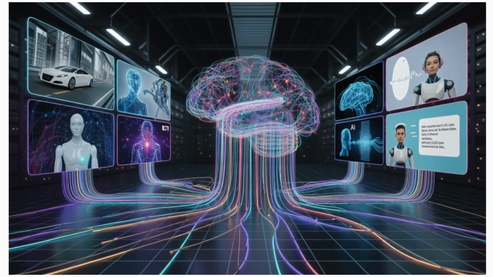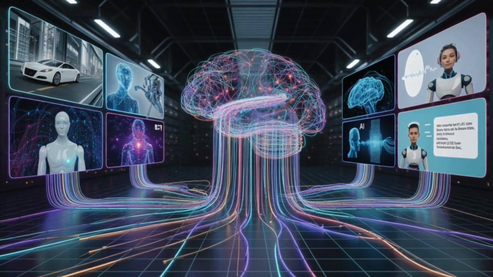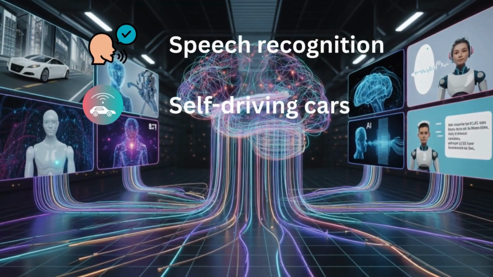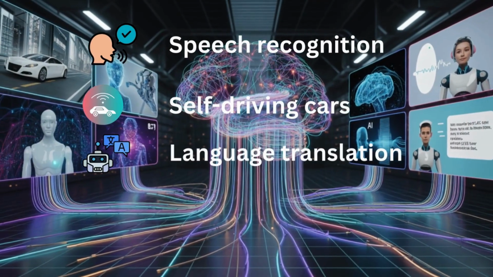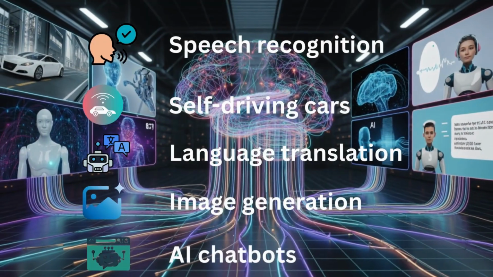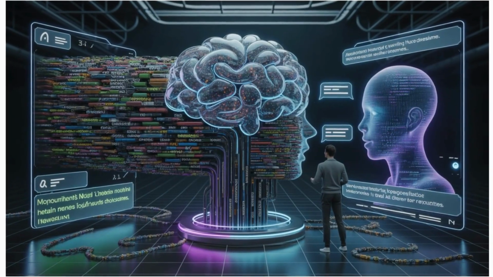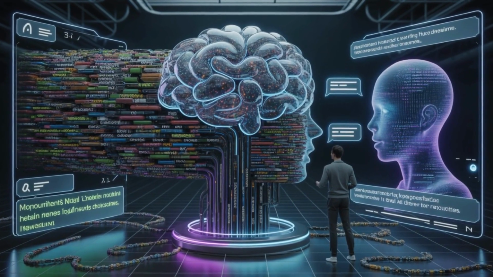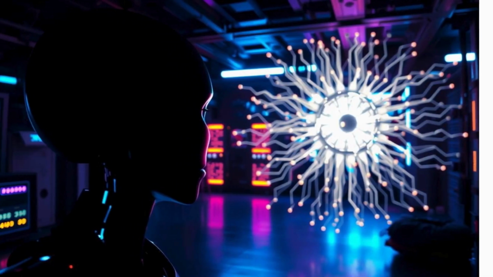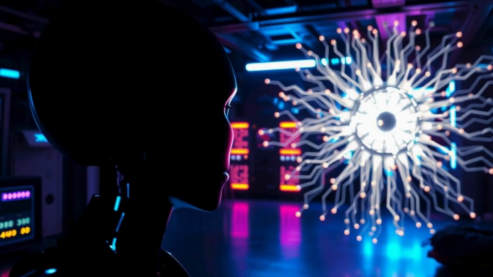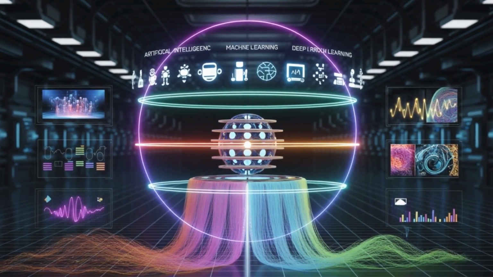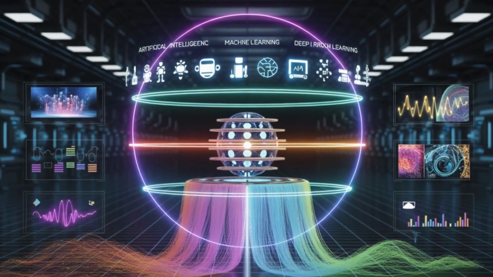Deep learning is responsible for many of the biggest breakthroughs in AI. For example, speech recognition, self-driving cars, language translation, image generation, AI chatbots. Systems like modern conversational AI rely heavily on deep learning models trained on massive datasets. These models can learn incredibly complex patterns, far beyond traditional machine learning methods. But this raises an important question. What exactly is the difference between AI, machine learning, and deep learning?